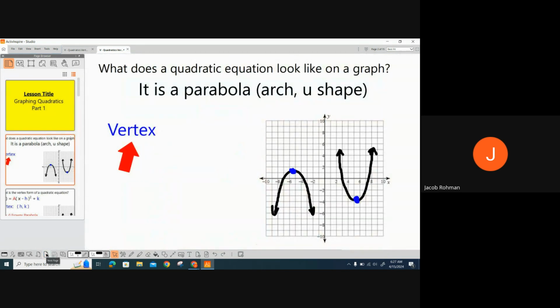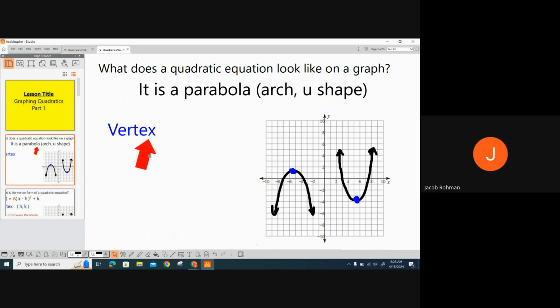Today our title is going to be Graphing Quadratics Part 1. And so let's take a quick look at what a quadratic equation looks like on a graph. Well, we know that it's a parabola, which is a mathematical term for an arch or maybe a U shape. And here on this graph, I've got two parabolas. One is a downward facing parabola and another is an upward facing parabola.